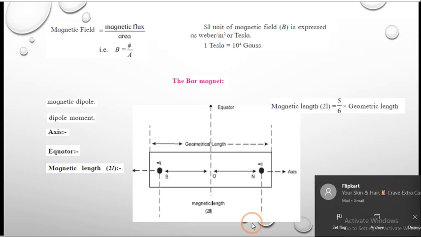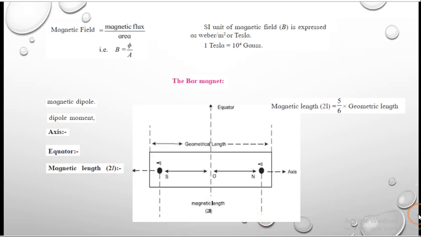Next point, axis. It is a line passing through both the poles of the bar magnet. There is only one axis for a given bar magnet.